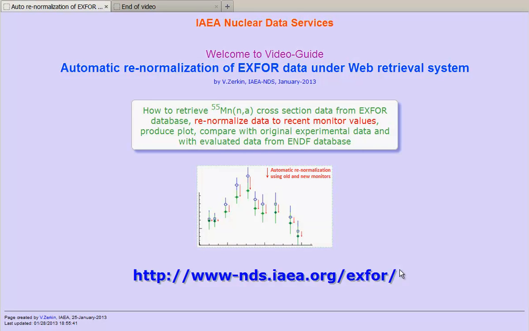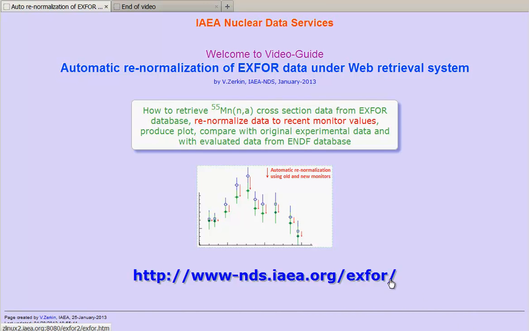EXFOR library contains experimental nuclear reaction data measured during the last 50 years. A lot of this data were initially measured as ratios to monitor data but published as absolute values. This is a practical exercise showing how to automatically renormalize old experimental data from the EXFOR database using the NDS web retrieval system.